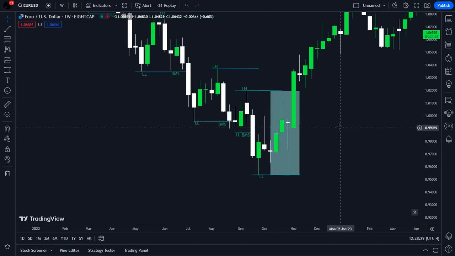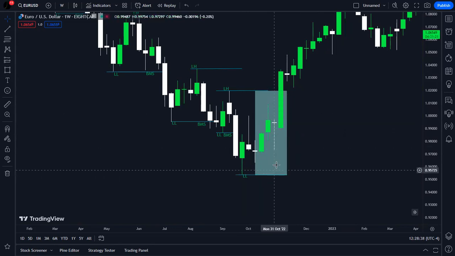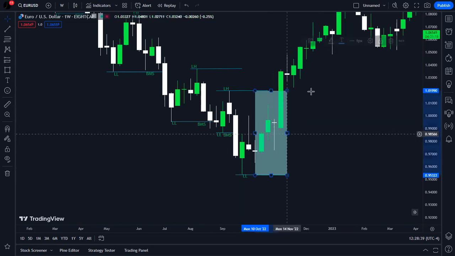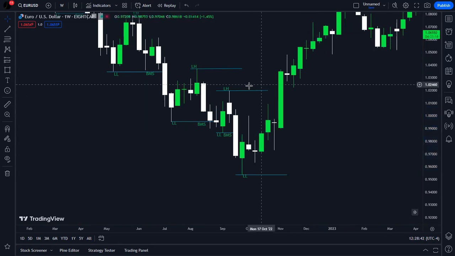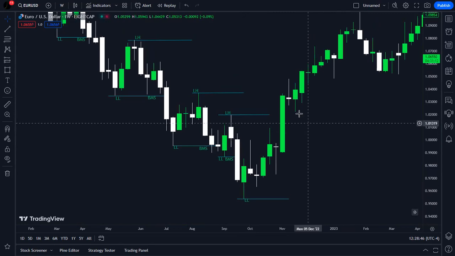But what happened? This is what happened. We broke above this lower high. We didn't get that drop to create a new breaking market structure. Instead, we broke above this lower high. Once that happens, we have a shift in market structure. Now we start thinking bullish.